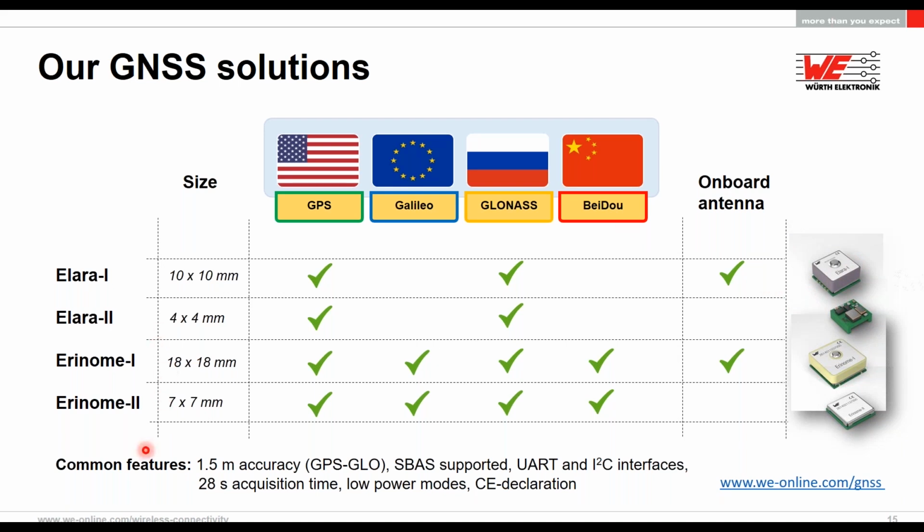Common features for these modules are the 1.5 meter position accuracy in GPS GLONASS, support of satellite-based augmentation systems, UART and I2C interfaces for communication with the external world, very fast acquisition time, the availability of low power modes, and the CE declaration for all our GNSS modules. So I invite you to visit our website and have a look at the documentation for these 4 GNSS modules.